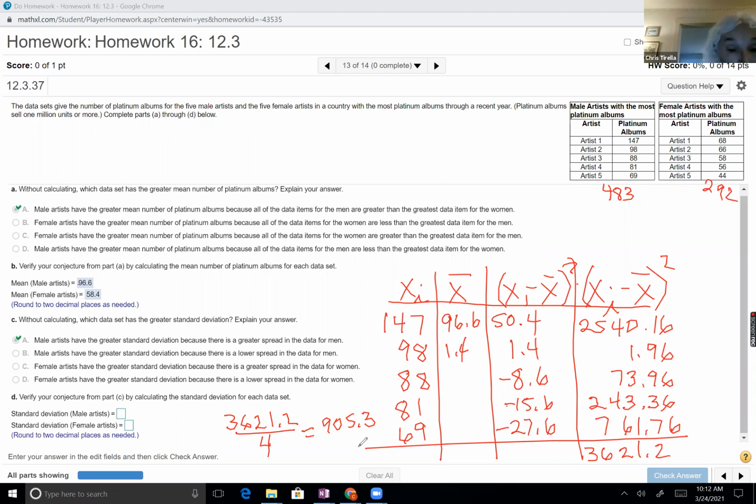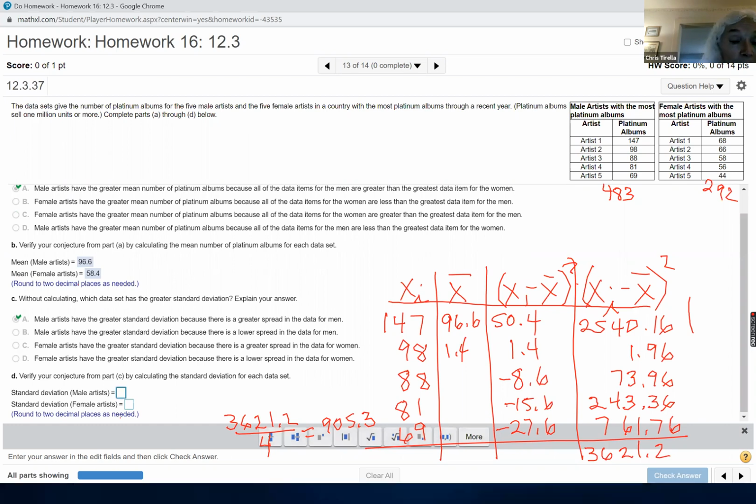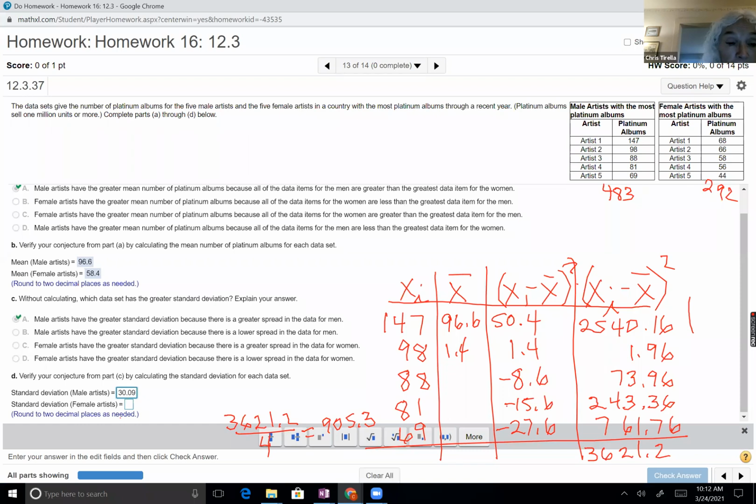And so my standard deviation is, do they give me round off places? My standard deviation for the men I'm getting is 30.088. Rounding to two decimal places is needed. So that would be 30.09, rounding up. And then you'd have to do the same for the women.